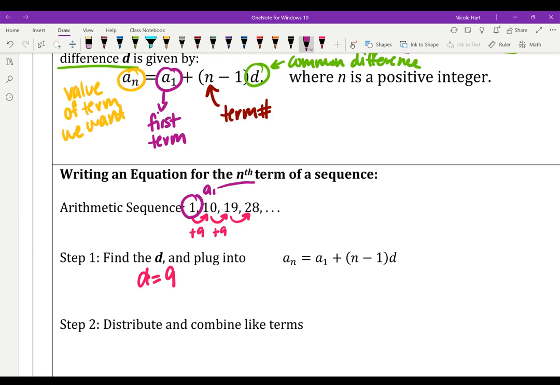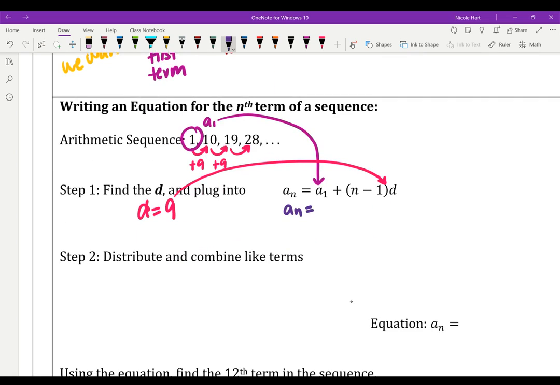That is a sub 1. That's going to get plugged in here. And we'll take our 9 and plug it in for d. So when we rewrite our equation, we have a sub n, that stays the same, equals 1 plus parentheses, n stays as n minus 1, and then the d, which is 9, on the outside.